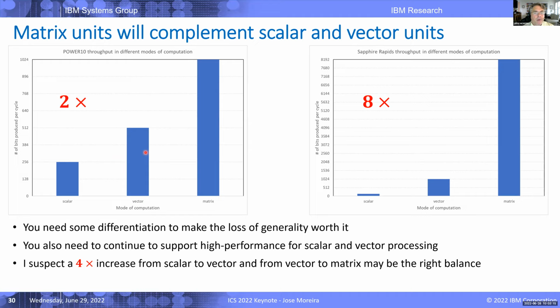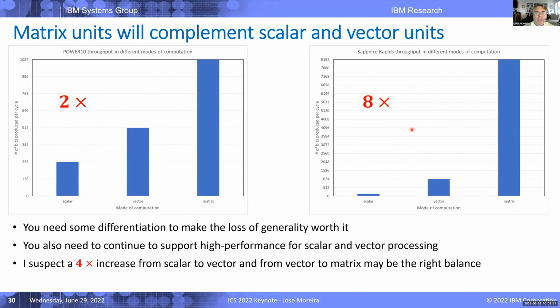So in Power 10, we did, partly on purpose and partly because it's what we could do, a 2x differentiation. So we have a certain amount of scalar processing capability. We can produce 256 bits of result per cycle. Our vector capability is 2 times that. Our matrix capability is 2 times that. Intel on Sapphire Rapids went into more differentiated, right? So their vector is actually 8 times faster than their scalar, and their matrix is 8 times more. They can produce 8 times more result in the matrix unit than the vector unit. So they're more differentiated. And I think we have to find a balance.